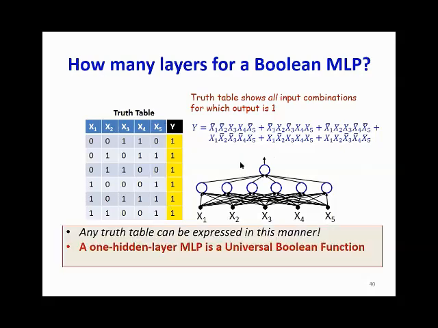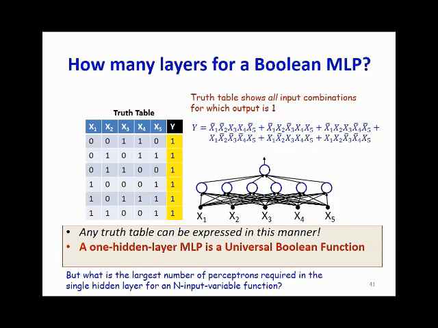And now this means that, because you can represent all Boolean functions as truth tables, you can model any Boolean function in this manner. Note that this network has only one hidden layer where each neuron computes exactly one of these clauses in the DNF formula. This means that any Boolean function can be modeled by a multi-layer perceptron that has only one hidden layer. In other words, a one hidden layer MLP is a universal Boolean function.